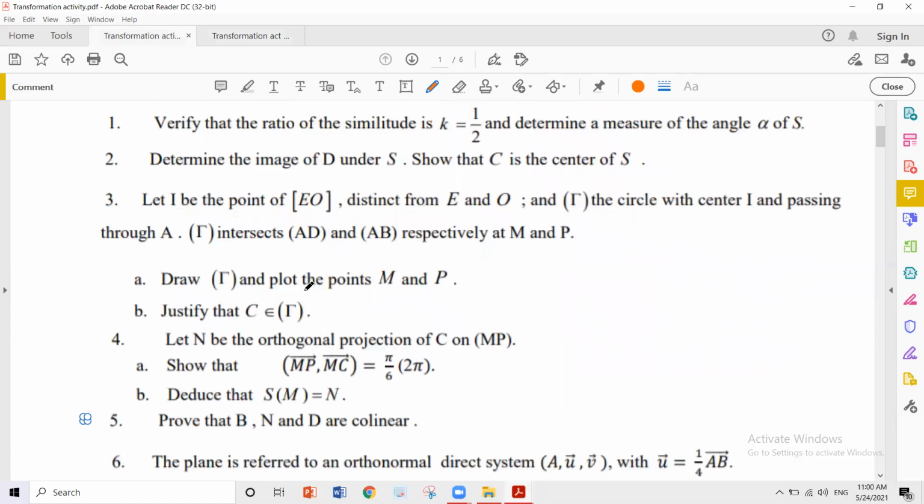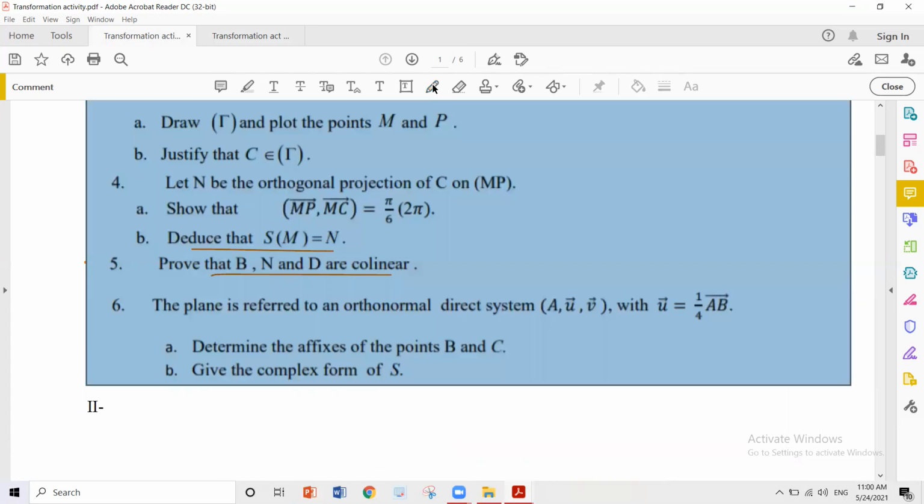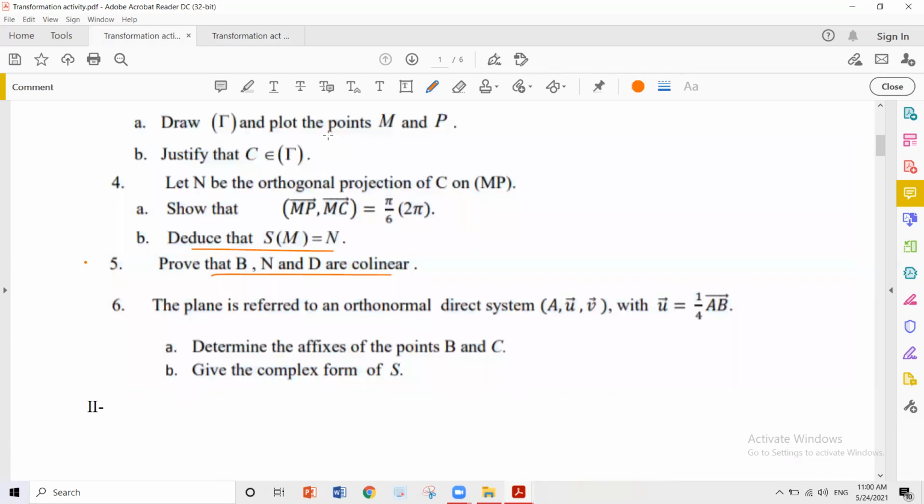The last part, 6. The plane is referred to a direct orthonormal system AUV with U equal 1 over 4 of AB. Determine the affixes of the points B and C. How to determine the affixes of B and C?